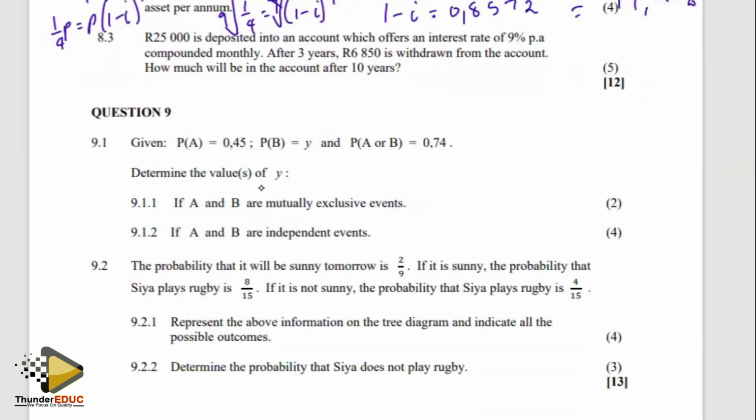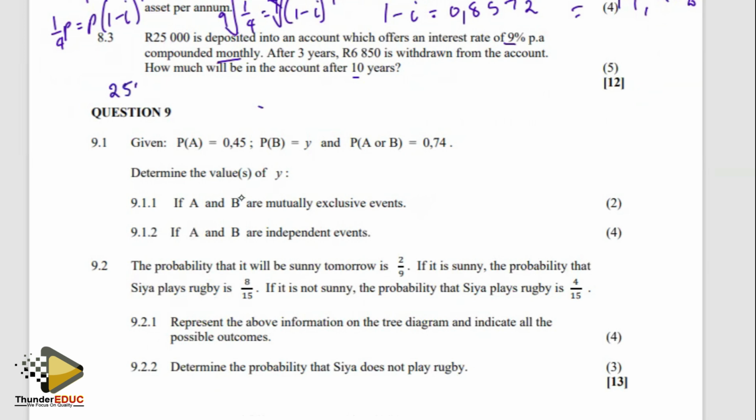All right, then 8.3. 25,000 is deposited into an account which offers an interest rate of this, compounded monthly, and then after 3 years, this amount is withdrawn from the account. How much will be in the account after 10 years? So this is more of a timeline, but I'm just going to squeeze it in one step now.